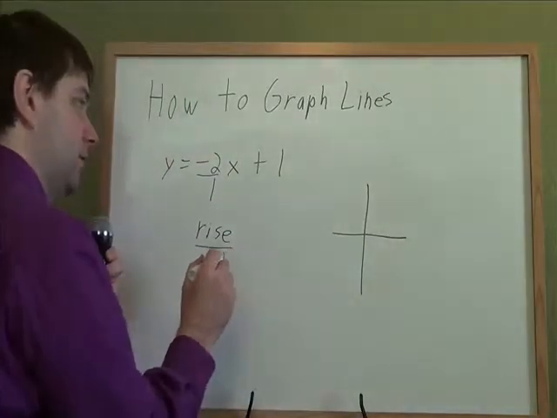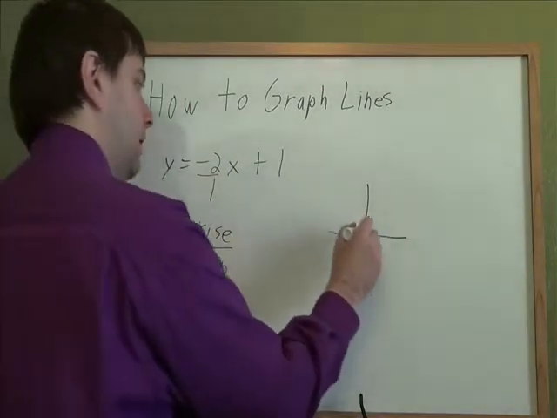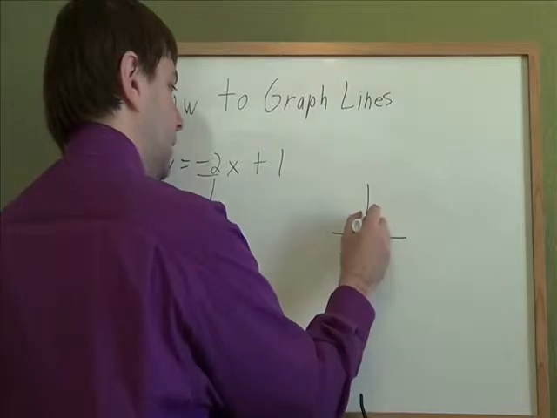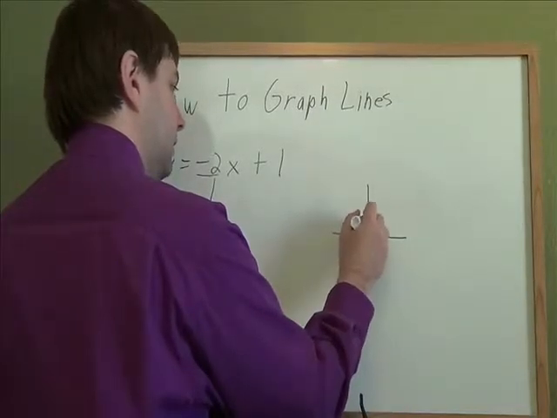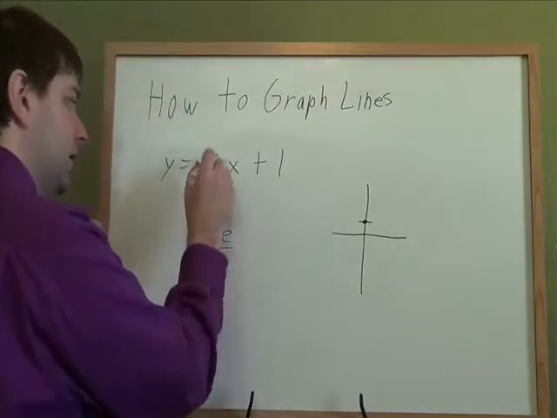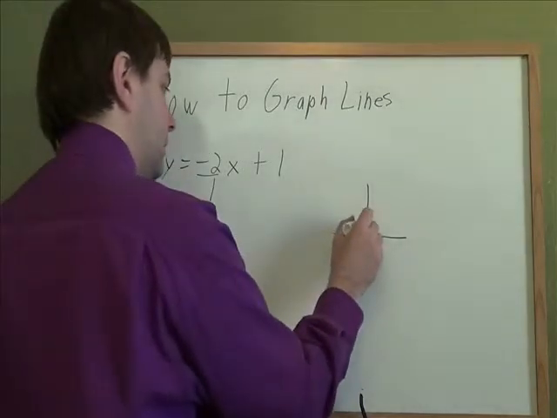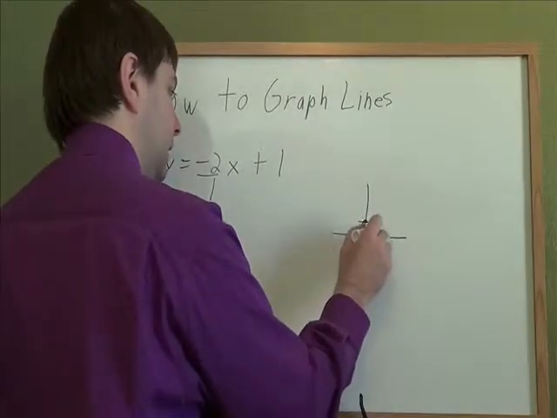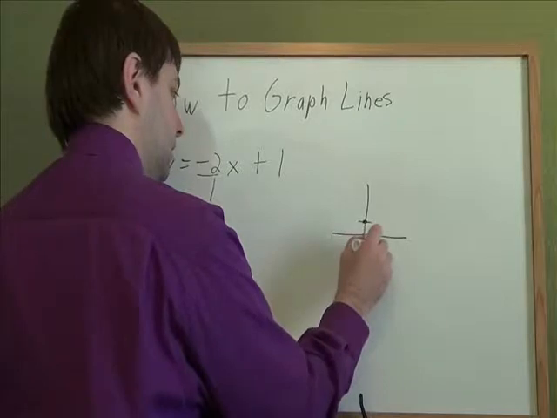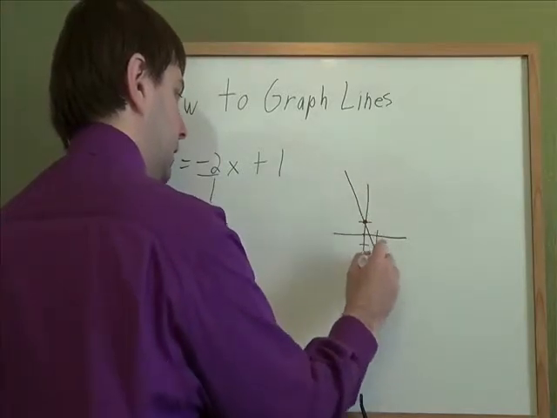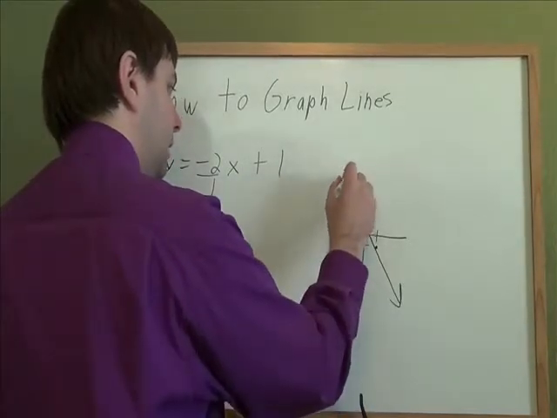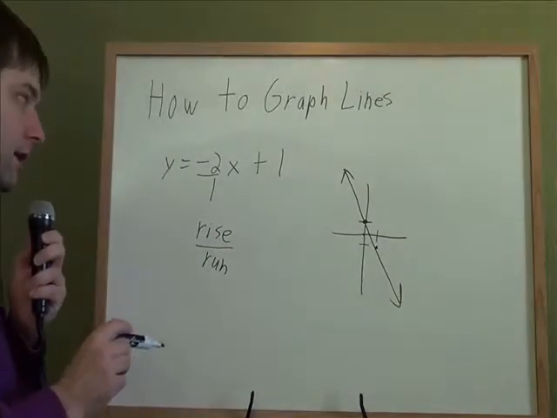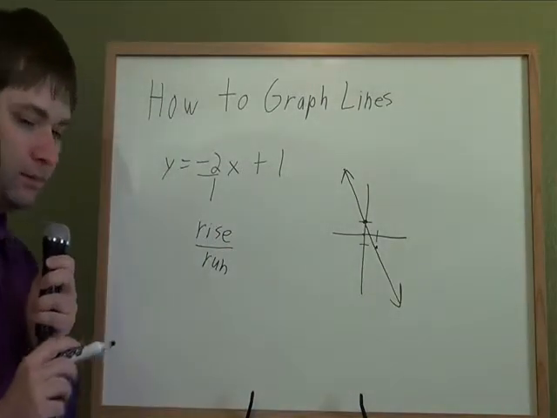My y-intercept, my first point, is plus 1. From the very, very middle, I go up 1, put the first point. My slope is negative 2 over 1. From here I'm going to go down 2 and right 1. Put the second point, connect in a line, and that is our answer. That is how you graph y equals negative 2x plus 1.